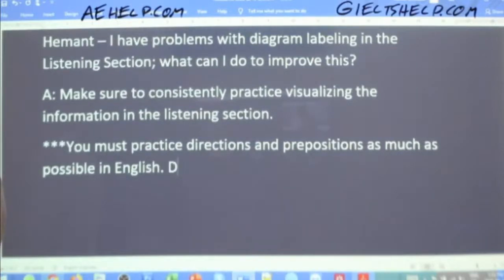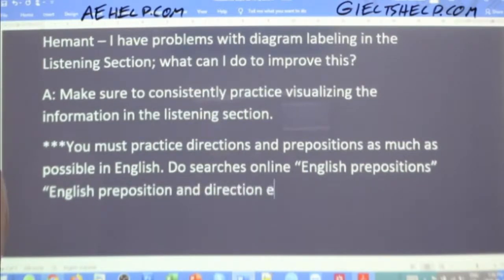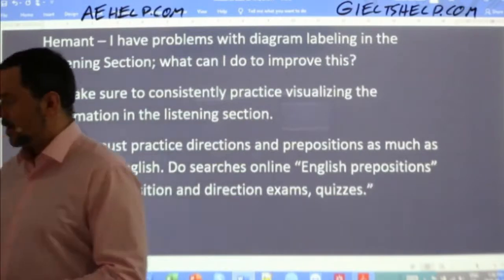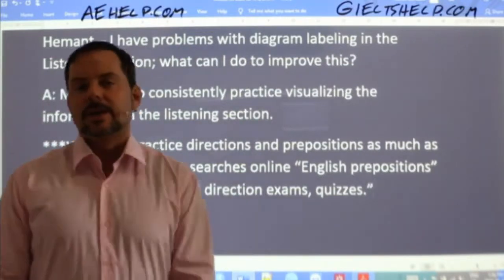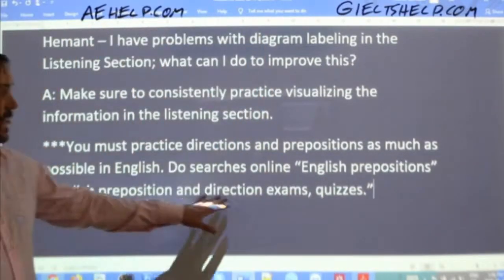So do searches online for keywords like English prepositions and also English preposition and direction exams or quizzes. Okay, so look for that kind of material. There are different types of audio material for that online as well, and practice it as much as possible. So your keywords here are preposition and directions, okay?